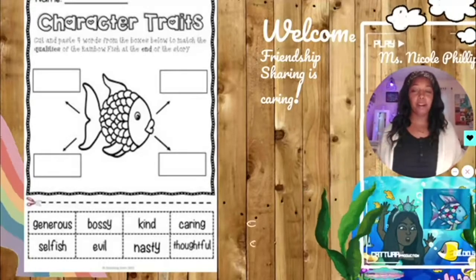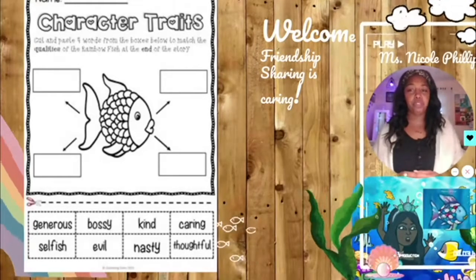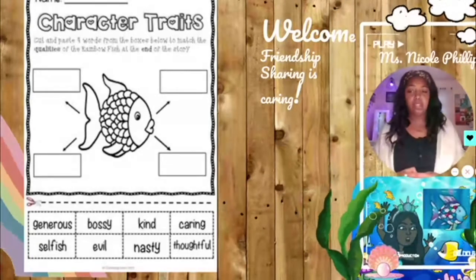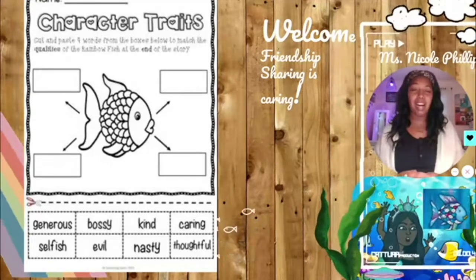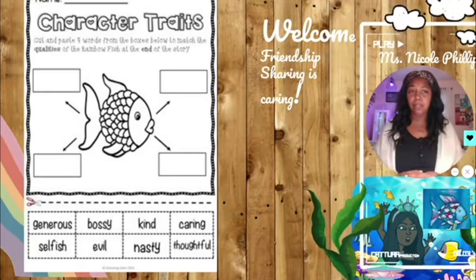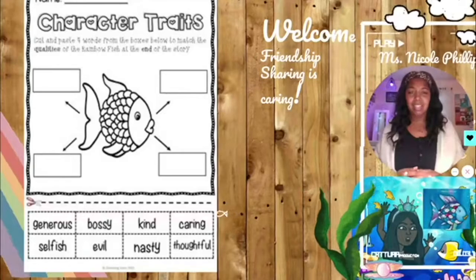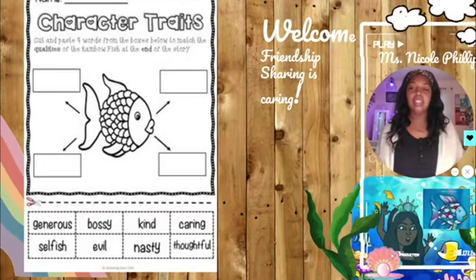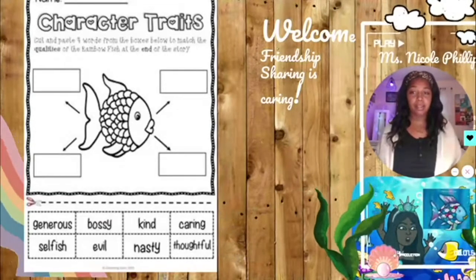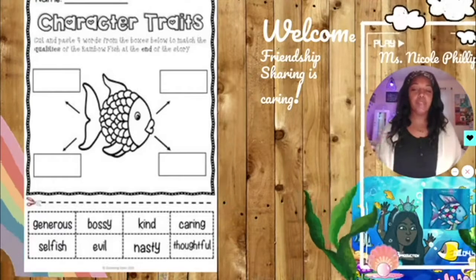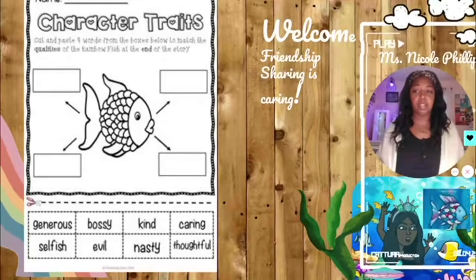Now we have a cute little word box that gives us some great options. And let's remember at the beginning, say that Rainbow Fish was generous? Would you say that he was bossy? Would you say that Rainbow Fish was kind or caring? Or would you say that he was selfish and evil and nasty and not very thoughtful? Since we have so many options, let's just look at the beginning of the story. What adjective in this box would you use to describe Rainbow Fish's character traits at the beginning of the story?